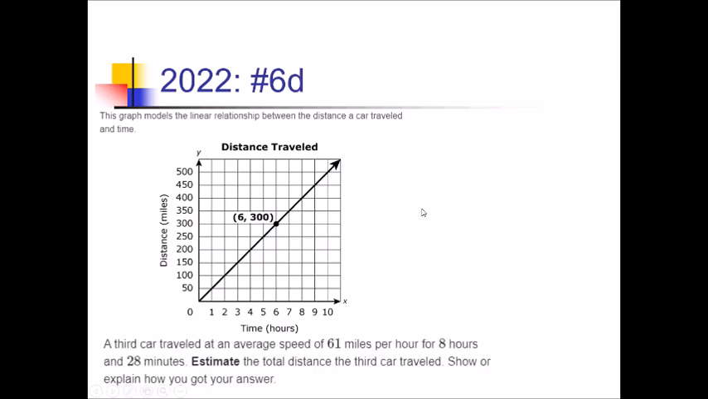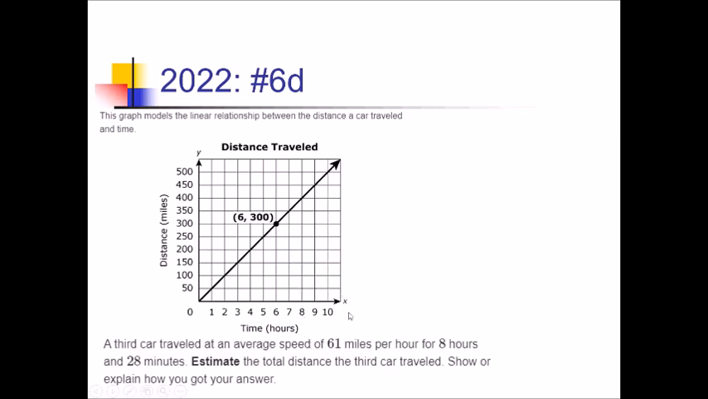For the last part of this problem, we have another car with an average speed now of 61 miles per hour, traveling for 8 hours and 28 minutes, and we want the total distance the car traveled. So again, we're going to want to round off these numbers. One other thing that's a little bit different here is now we're not asking for the speed, we're given the speed, and we want the distance. So to get that, we just have to multiply the average speed by the number of hours.